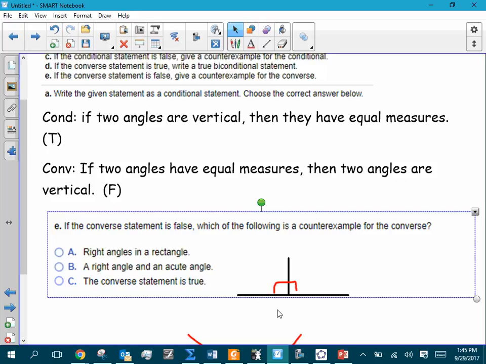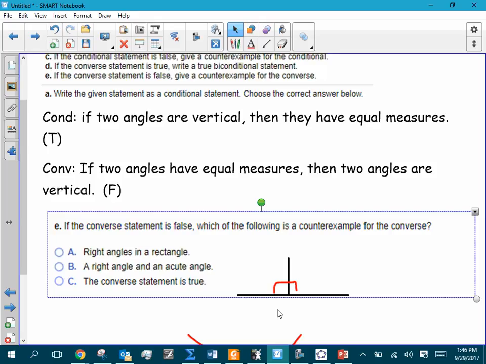You're saying if two angles have equal measures, then the two angles are vertical. Okay? There is at least one situation where this does not happen. And there's actually, in this case, a lot of situations. But what they do is they narrow it down for you. Okay? They say the converse statement is true.